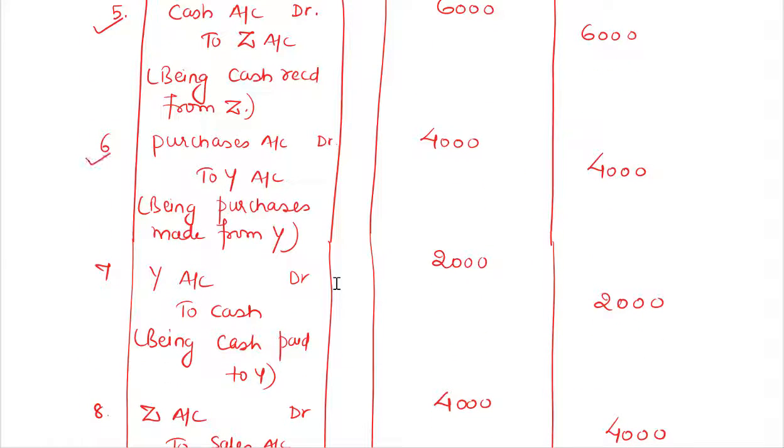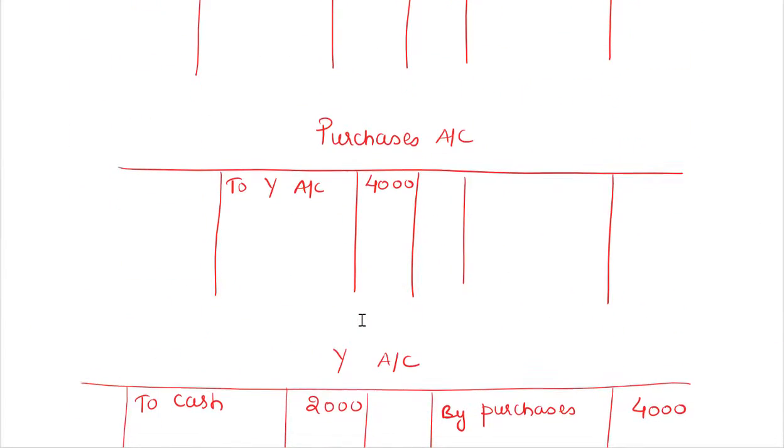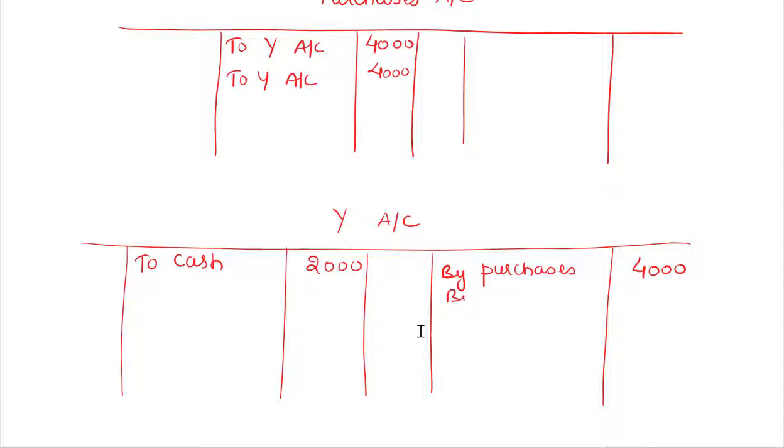Let's move to the sixth entry now. In purchases account, on the debit side we will write to Y with the amount 4000, and in Y's account we will write by purchase with the amount 4000. Purchases and Y. Purchases to Y, 4000, and in Y we will write by purchases 4000.